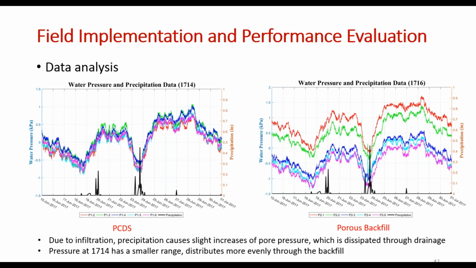But on the porous backfill side, you can see a larger range. So for example, in this case, during this period of time, the maximum pore pressure inside this wall is about 1.5 kilopascal, but for the PCDS system it is only about 1 kilopascal. Okay, so that gives us a sense that the PCDS will have at least comparable drainage performance compared to the porous backfill, if not better. But again, those ranges are both small, so they both work well.